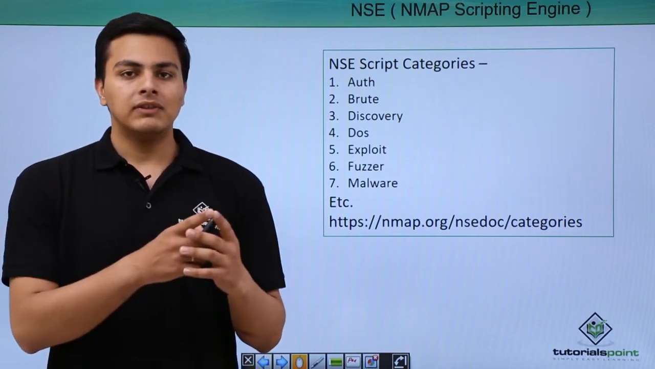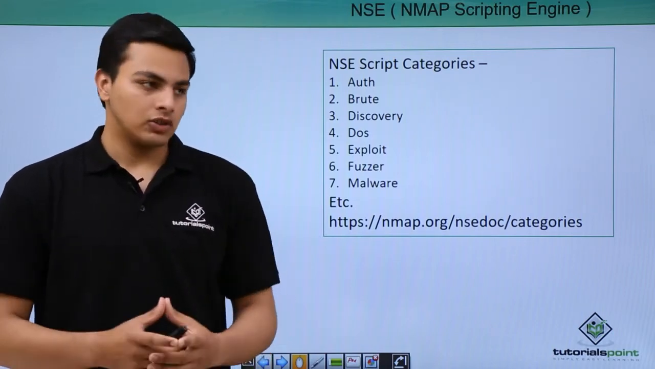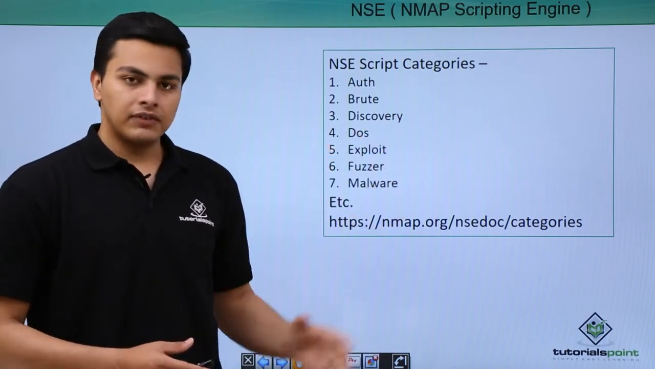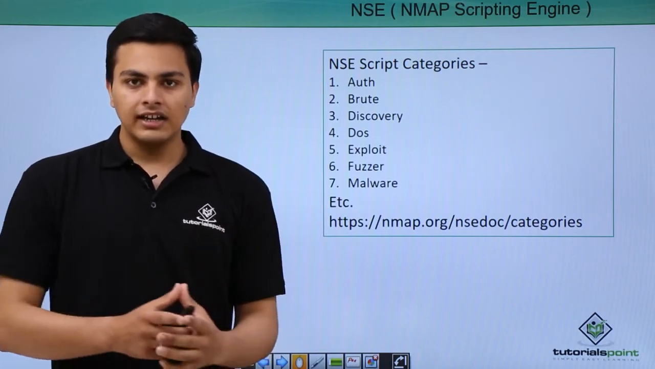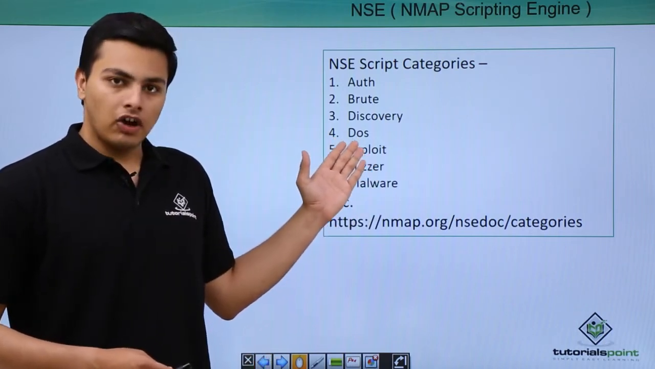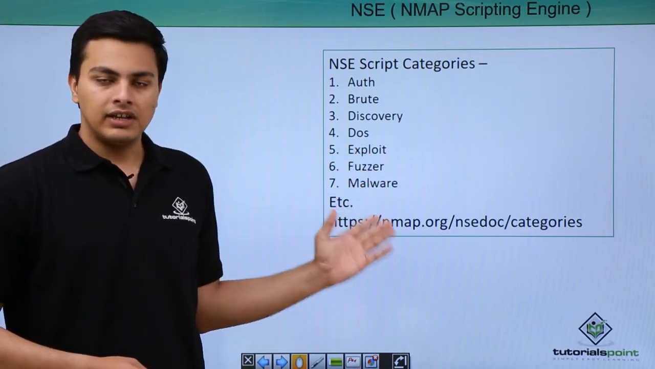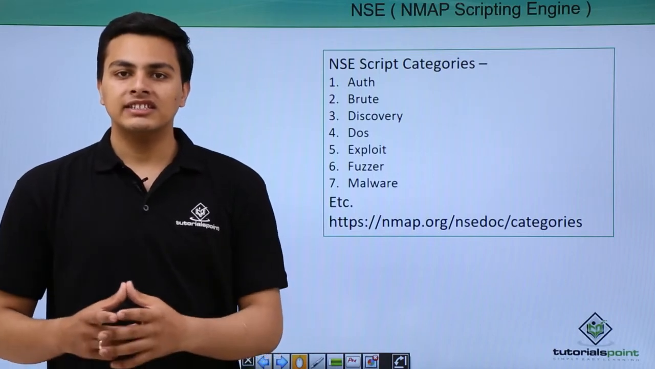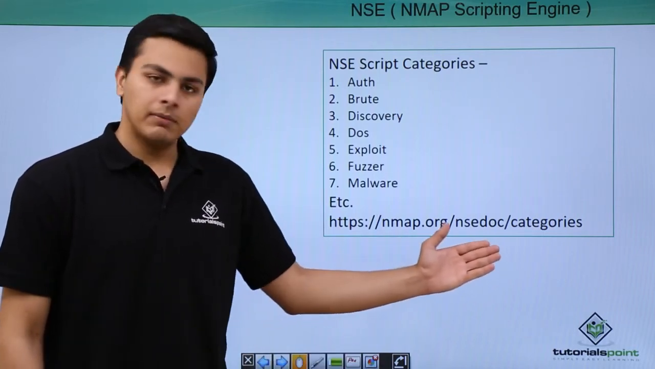like performing different brute force attacks, dictionary attacks on FTP logins, HTTP logins and so on. The scripts in the discovery category are used for finding or scanning the target. Then there are other categories like DOS, exploit, fuzzer, used for fuzzing the target, and malware. If you want to know more about NSE script categories, you can visit their official website. The link is given below.